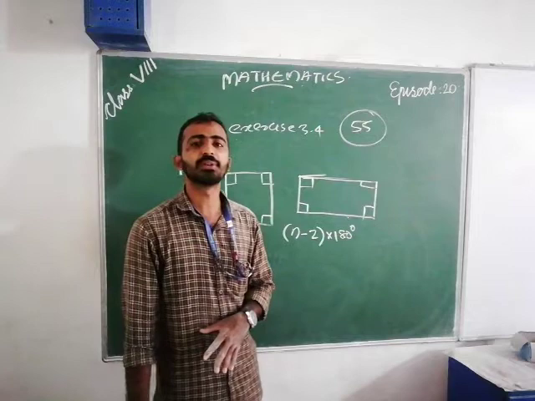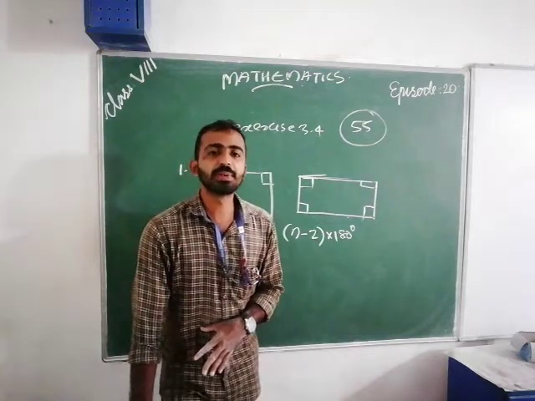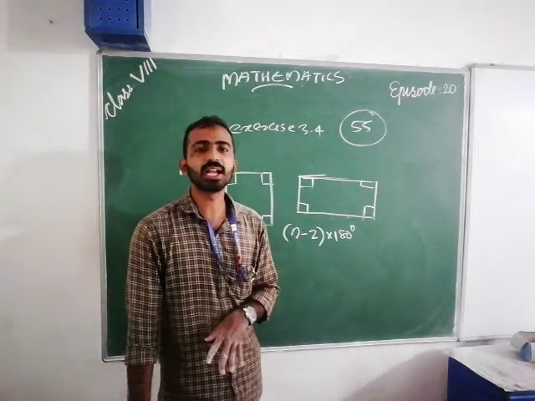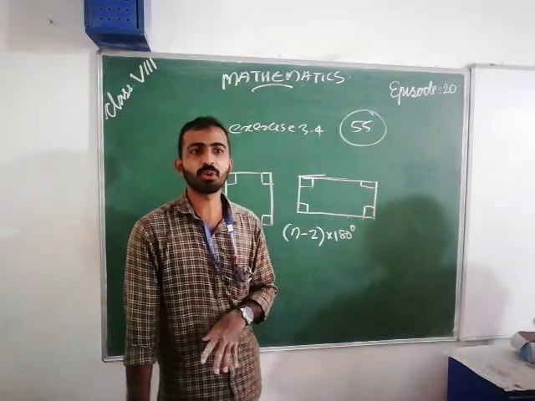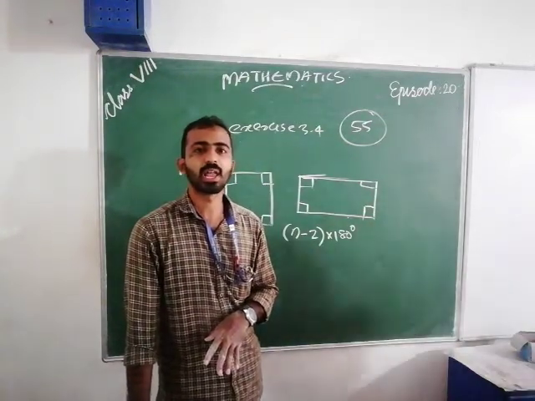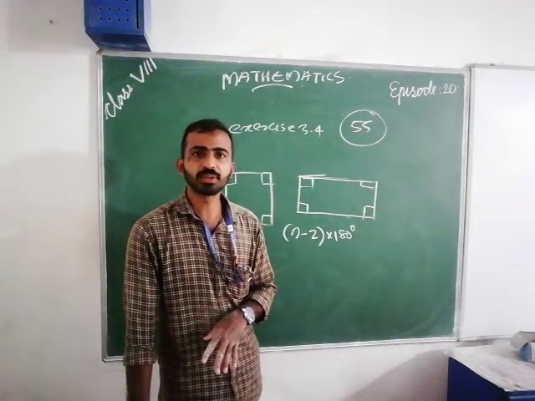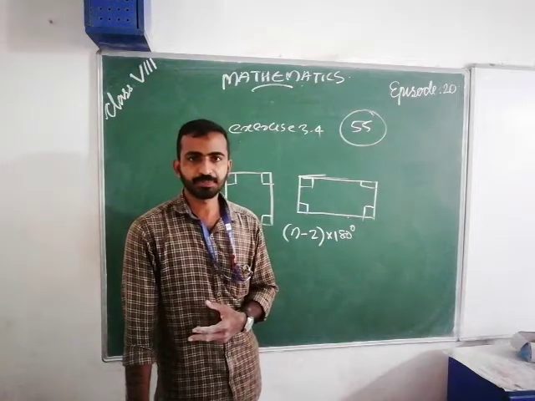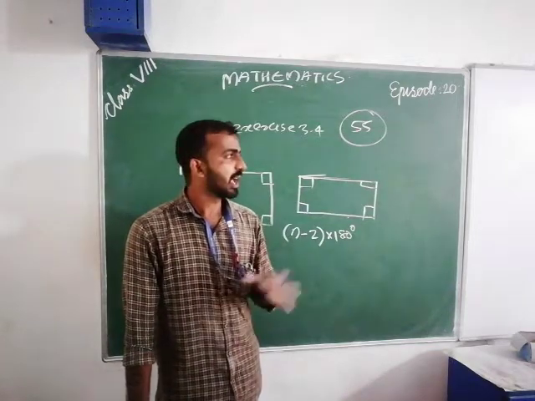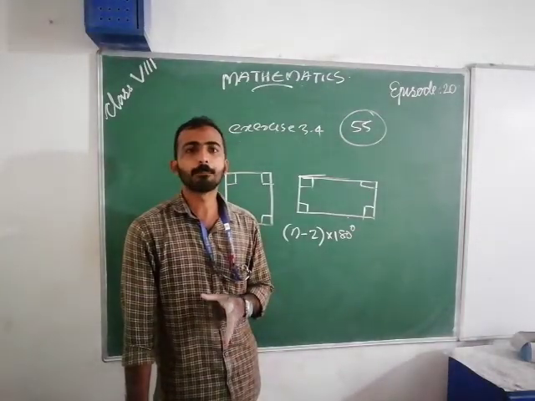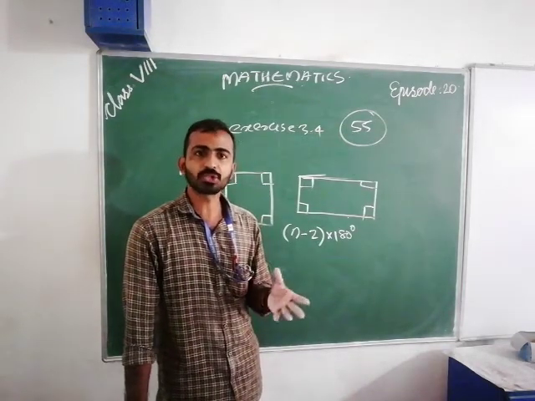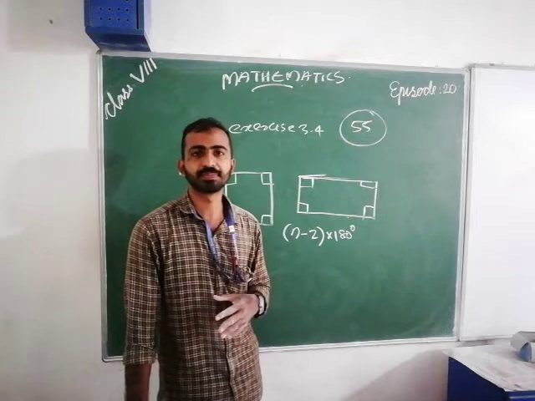First we studied the trapezium. Trapezium means one pair of sides is parallel. And next we studied parallelograms. Parallelogram means opposite sides are parallel. Is it? Yes. And next we also studied the kite.